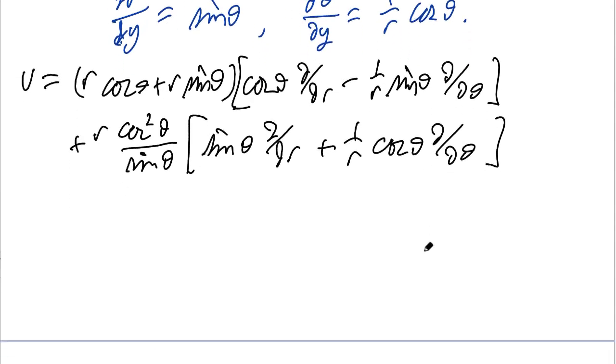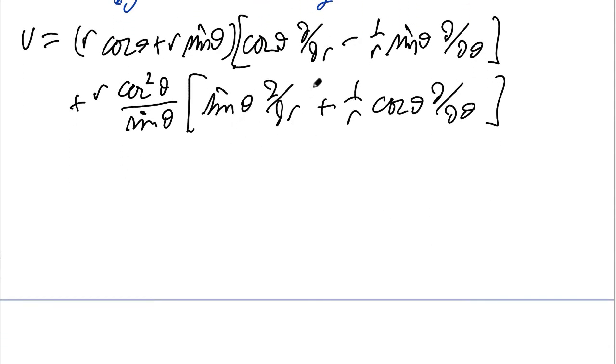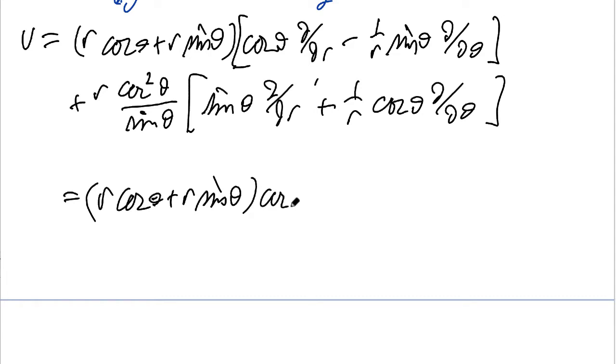So now we can simplify this. First, collect the terms involving d by dr. So this is r cosine theta plus r sine theta times cosine theta plus r. Now sine cancels the sine in the denominator. We just have r cosine squared theta, all of that times d by dr.